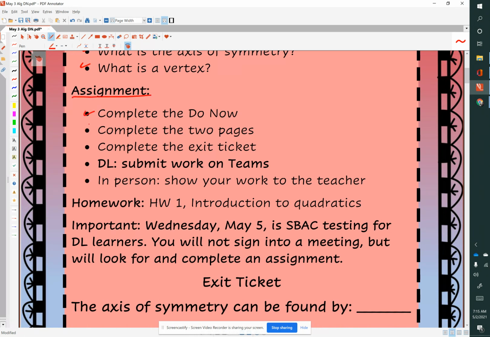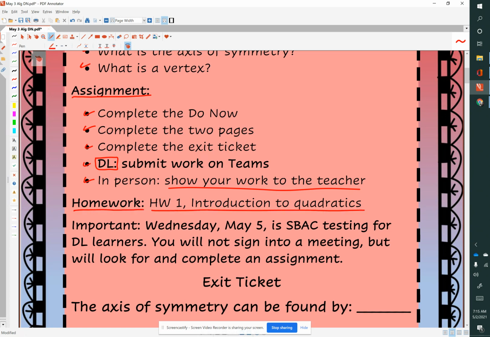Our assignment will be to complete the do now, the 2 work pages, the exit ticket, and also, if you are at home, submit your work on Teams. If you are in person, show me that you're working in class. For homework, I'd like you to do homework 1, Introduction to Quadratics.